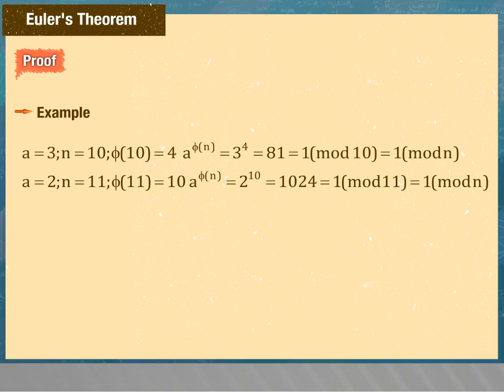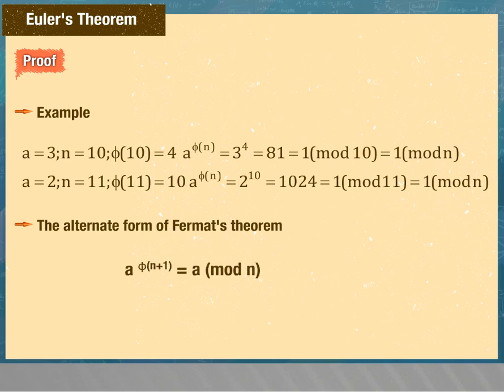a is equal to 2, n is equal to 11. Phi of 11 is equal to 10, so a power phi of n is equal to 2 power 10, which is equal to 1024, which is equal to 1 mod 11, that is, 1 mod n. The alternate form of Euler's theorem: a power phi of n plus 1 is equal to a mod n.